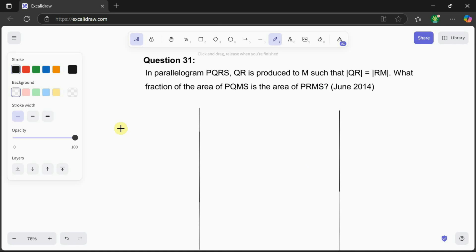So we have a parallelogram like this. This side is parallel to this side, and this side is parallel to this side. This is PQRS. It says QR is produced to M, that means just extended to a point M, such that QR is the same as RM. So if this is X, this is also X, because they are the same length.